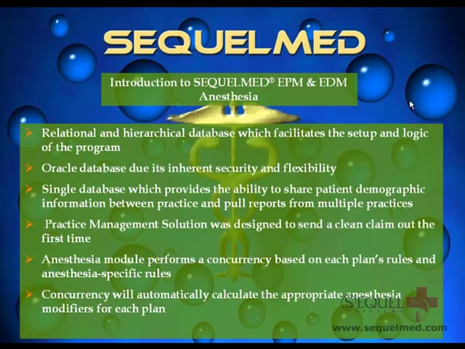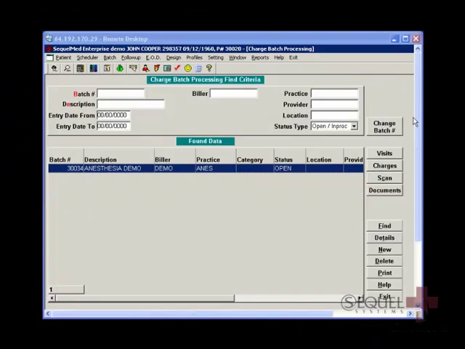In this online demonstration, we're going to cover: first, how to create a charge batch and scan the anesthesia records into SequelMed; second, how to enter anesthesia cases, including anesthesia charges and flat fees such as art lines and post-op pain management. Third, we're going to perform a concurrency and show how SequelMed utilizes the plan-specific and anesthesia-specific rules to check for compliance. Finally, we're going to show how SequelMed uses the claim editing or claim scrubbing software to check for the CCI edits.